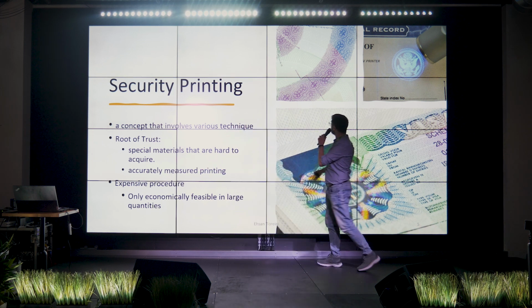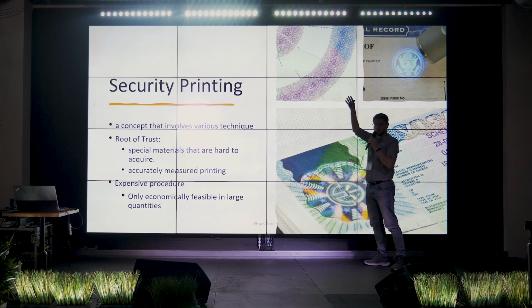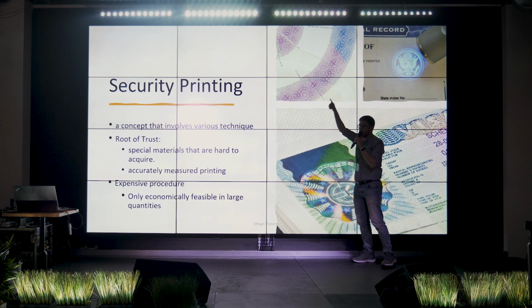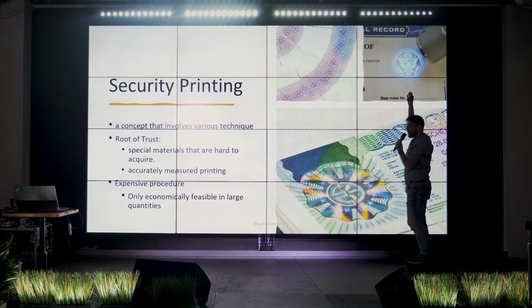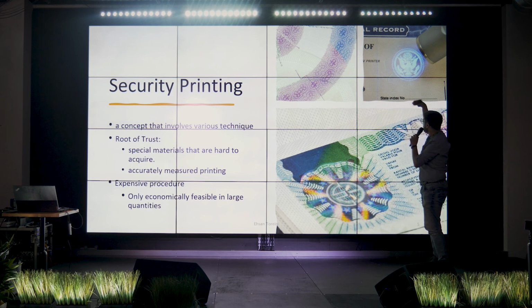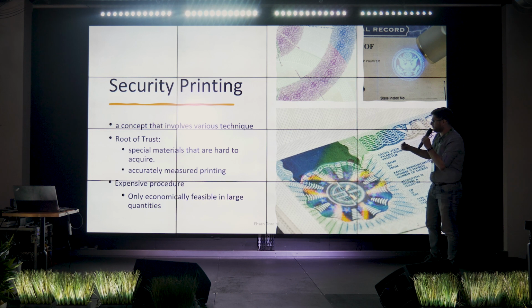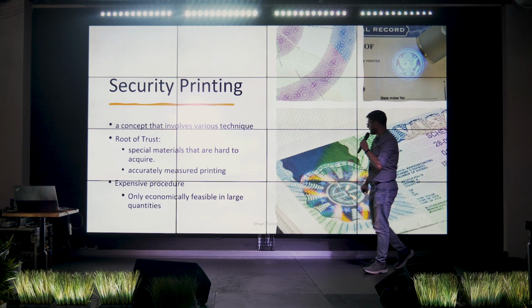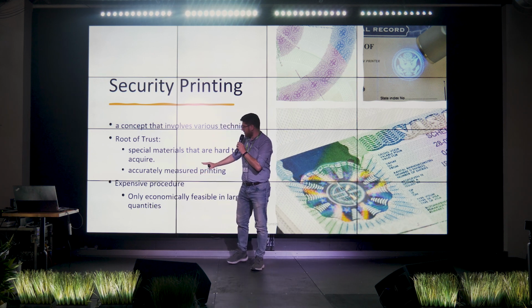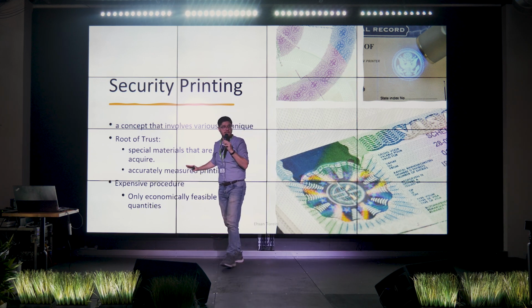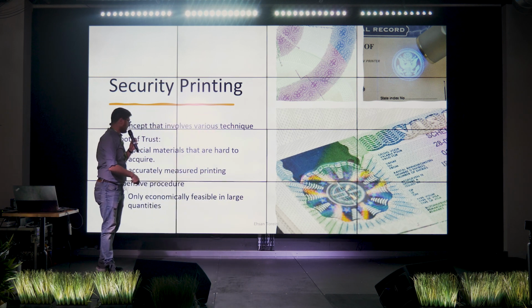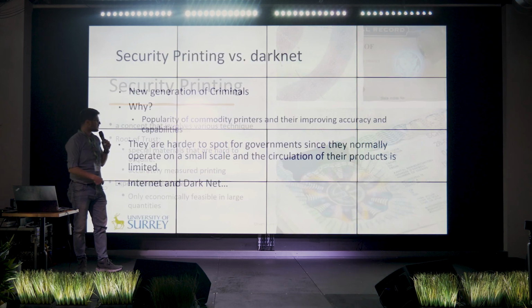There are a few examples here that you might have come across. It's like very detailed printing, or using an ink that you can only see under special radio frequencies, or using holograms. But you have to bear in mind that we are talking about an expensive process that is only accessible, or only reasonable, when you are doing it at scale or in large quantities.